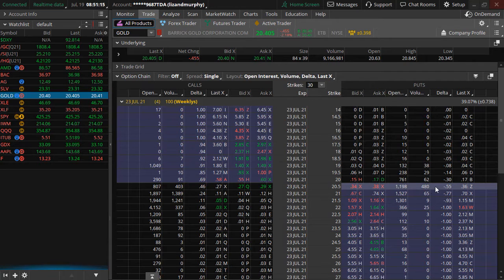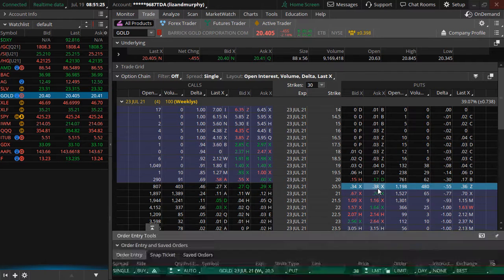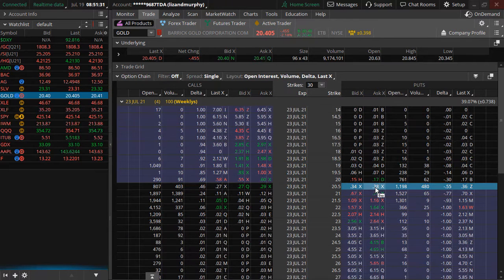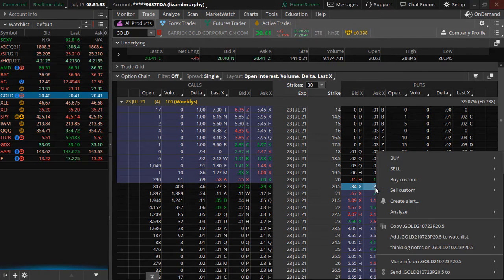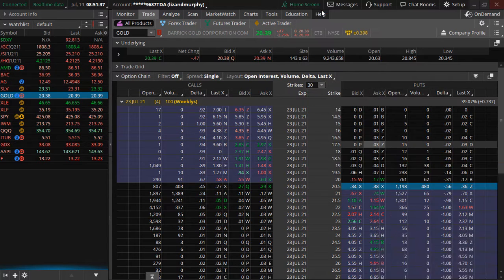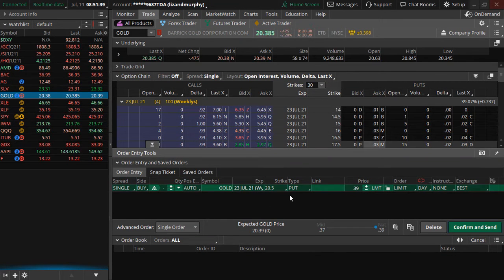The volume is kind of small. The delta is not bad. That's 55. Bid and ask are very close. That's a decent trade. You would go ahead, you would click on there, and you would be buying your single. You're buying a put. You've got your strike over here.